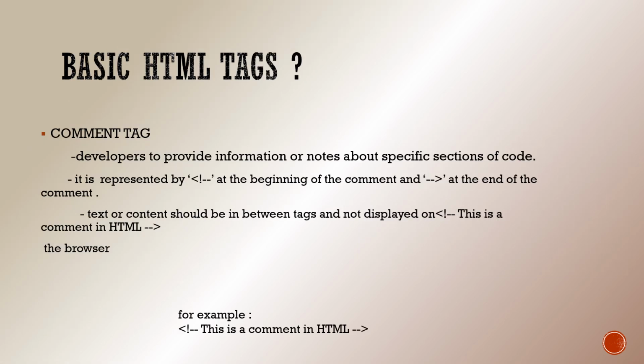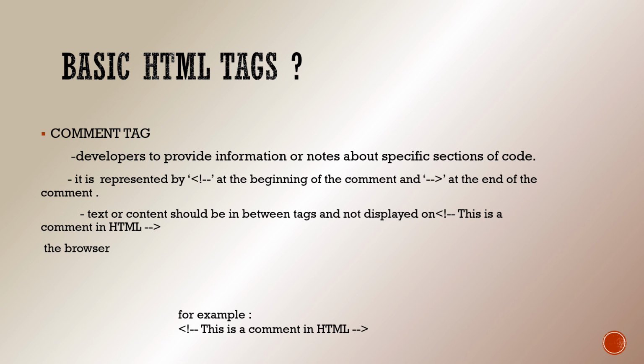Basic HTML tags. There are many HTML tags. Let's discuss a few one by one with an example. Firstly, we'll go with the comment tag. It provides information or notes about specific sections of a code. It is represented by an exclamation mark at the beginning of the comment and ends with an angle bracket at the end of the comment.